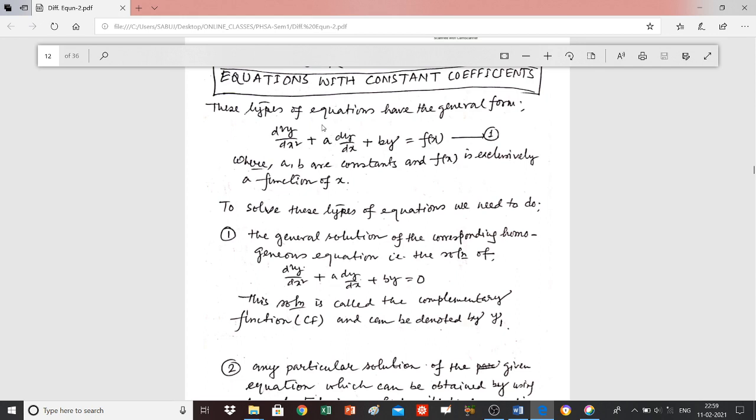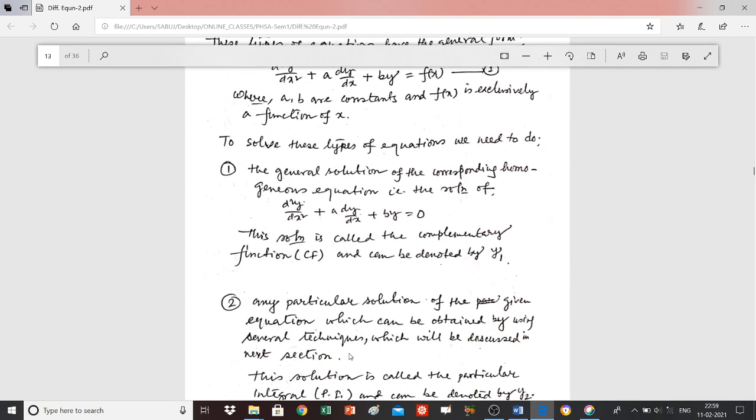And number two is to find out the particular integral of the given equation. Obviously there are several methods, which we will discuss in later slides. The solution obtained in that case is called the particular integral.